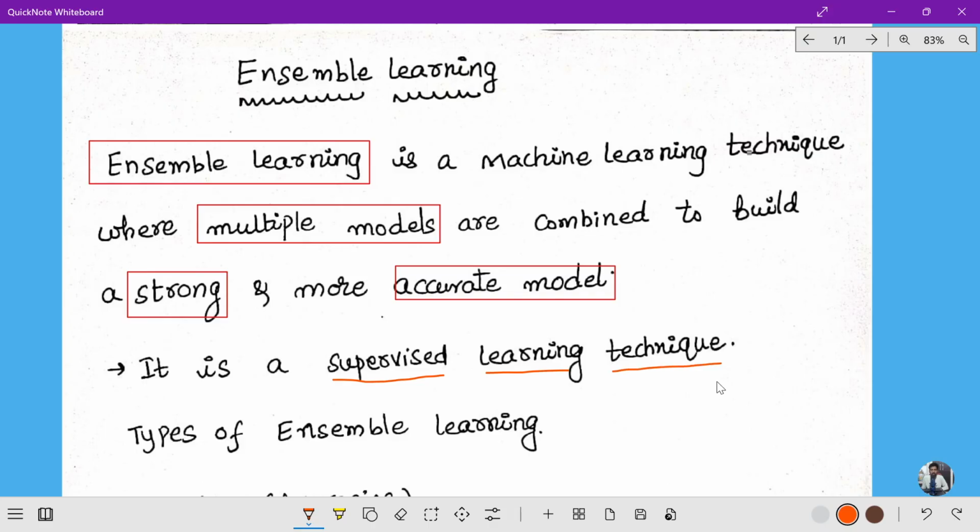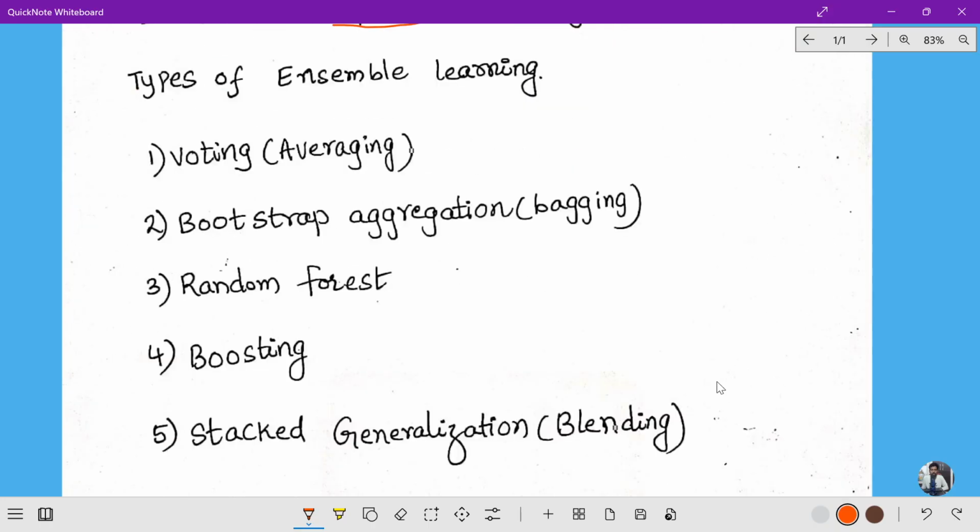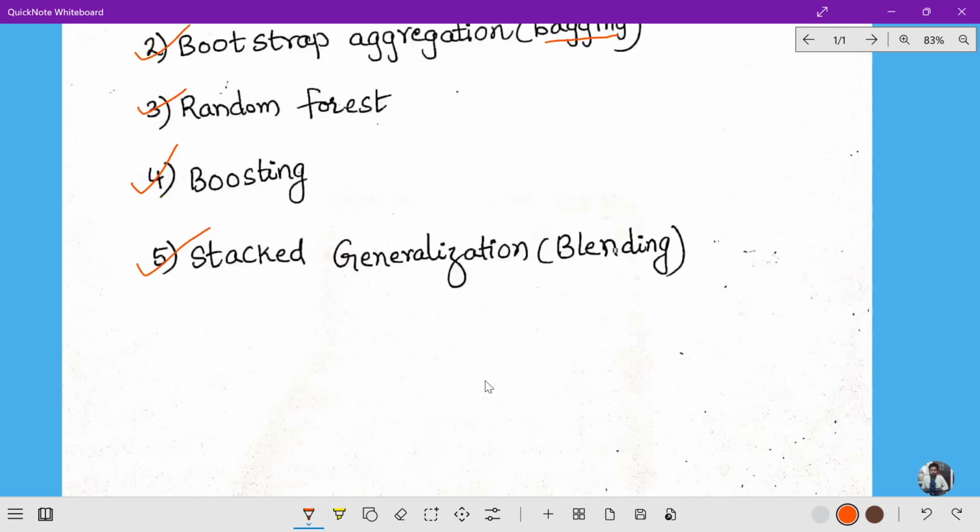Now let us see the types of ensemble learning. The first one is voting, which is also called averaging. The second one is bootstrap, which is also called bagging. The third one is random forest, and the fourth one is boosting. The last one is stacked generalization. We'll see them one by one now.